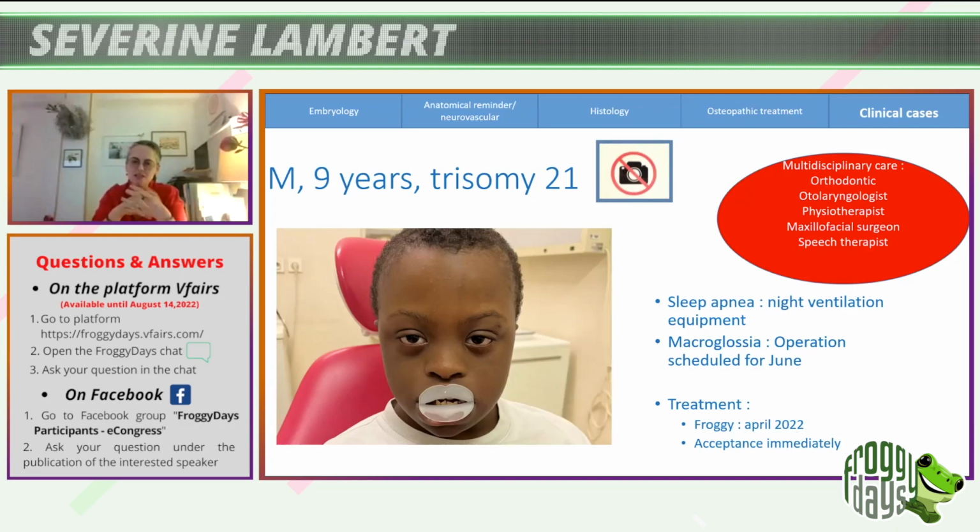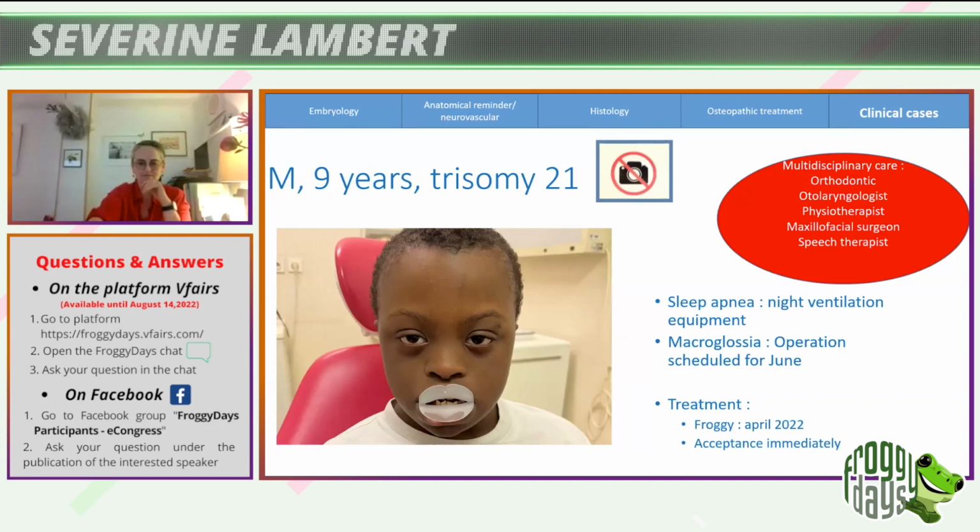But he has a lot of drooling, and that's really a problem because it comes out of his mouth. And I spoke to the father 2 days ago, and he said to me, and so he has less drooling. He has the two lips that are joined now thanks to the Froggymouth device.